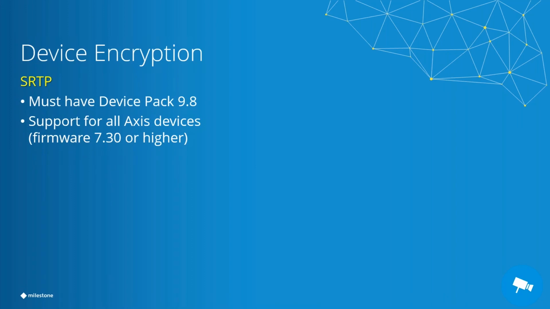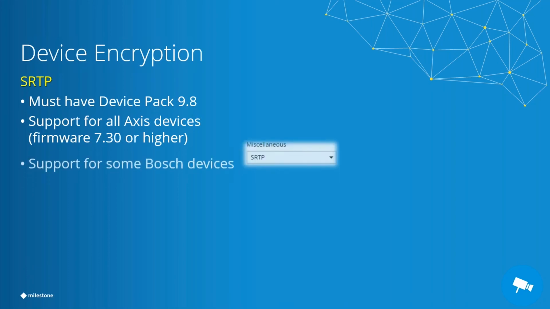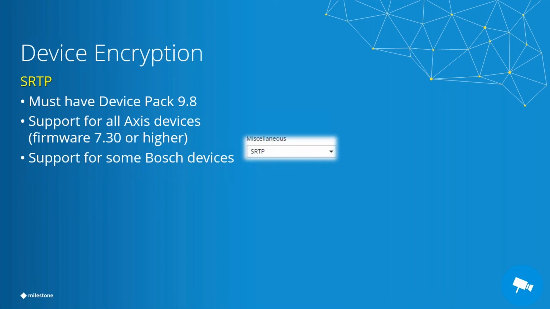So basically, not all cameras support this. All the access devices with firmware 7.3 or higher will support this, and also a select number of Bosch cameras as well. If you go to our website, go to the supported device list, sort by miscellaneous SRTP support, and you will see a list of all devices that support SRTP.